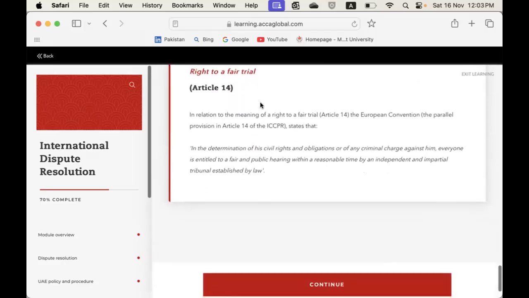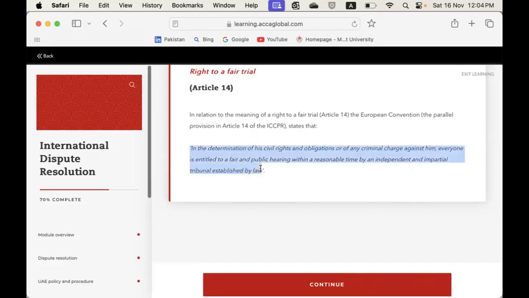Right to a fair trial, Article 14. In relation to the meaning of a right to a fair trial, which is Article 14 of the European Convention, the parallel provision is Article 14 of the ICCPR, which states that in the determination of his civil rights and obligations or of any criminal charges against him, everyone is entitled to a fair and public hearing within a reasonable time by an independent and impartial tribunal established by law.